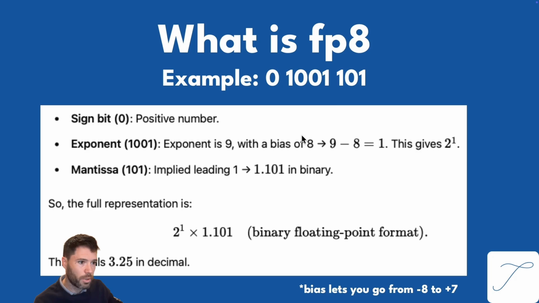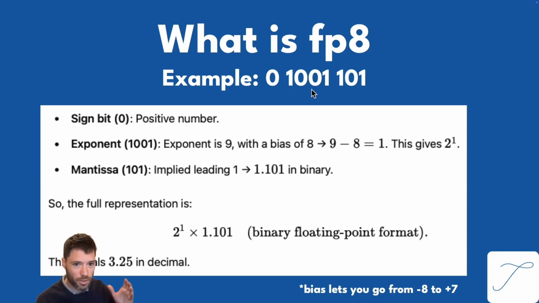And then the last group here is the mantissa, which is kind of the leading number. So you have a leading number, and then you have 2 to the power of the exponent. And here it's 101. And so this implies a leading 1. So it's 1.101 in binary. And so if you look at the full representation here, you have the exponent 2 to the power of 1, 1 is the exponent, times 1.1001. And this is the binary floating point number, which in decimal, if you calculate it through, is 3.25.